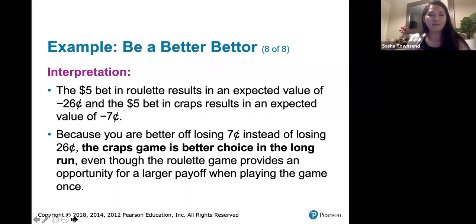Now, again, remember how we interpret this. This is only after a really long time, after lots of bets. This really doesn't tell you what's the better choice when you're deciding between one bet over here and one bet over here. But I guess it's better than nothing. And you could say, well, maybe I'd rather lose 7 cents than 26 cents, so I'm going to go with craps anyway.